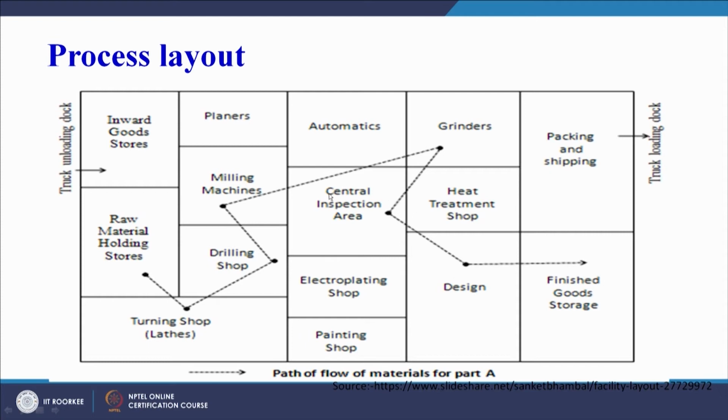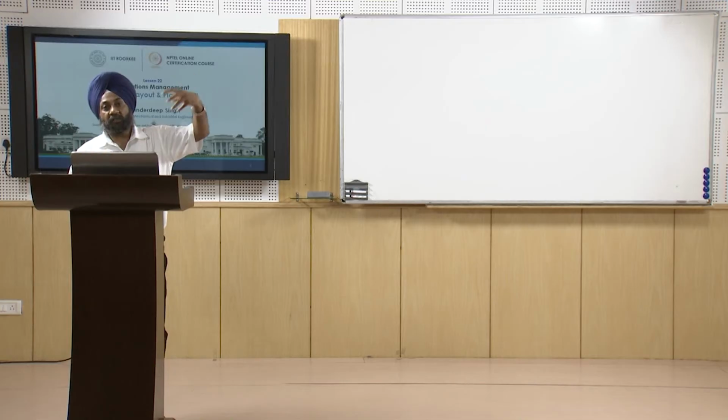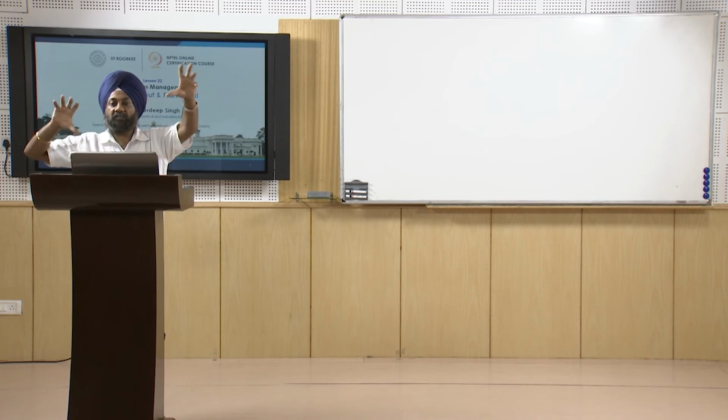Finally it comes for inspection and then to the design and finished good storage. So design may be the overall checking up of the product or maybe the quality control department. So this is showing the path of flow of materials for part A, and this is a truck loading, this is packaging and shipping. So the raw material is coming, it is traveling to the various sections within the factory, and it is being dispatched after being converted into the final product.